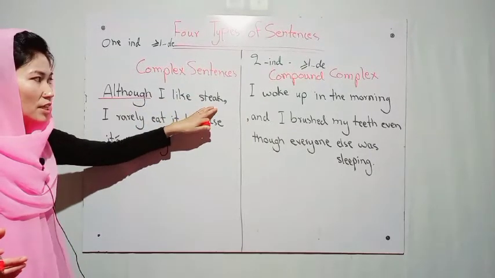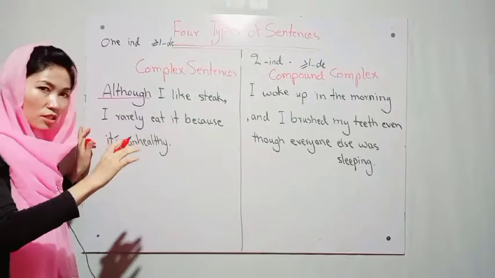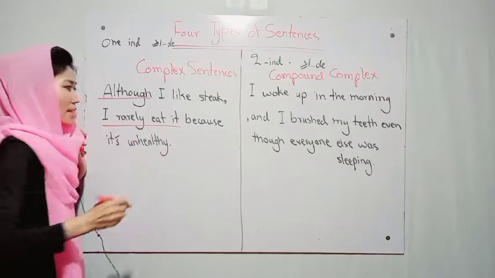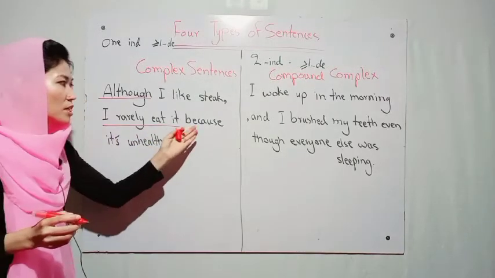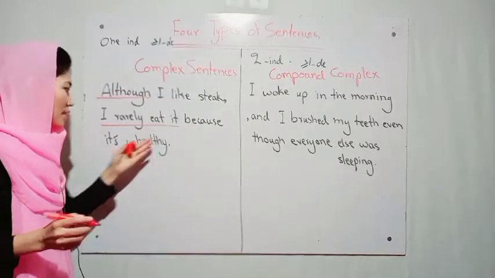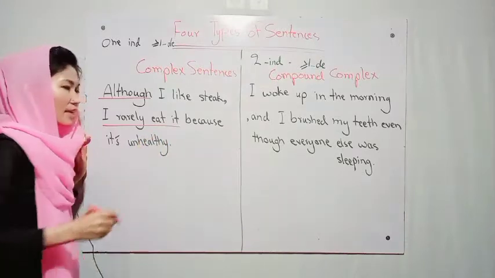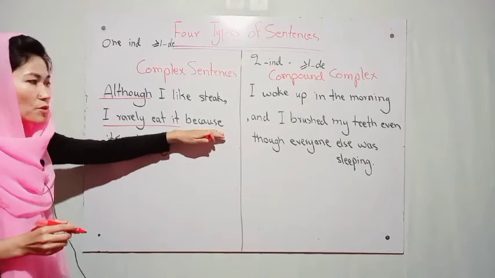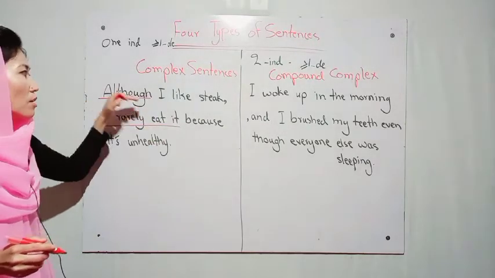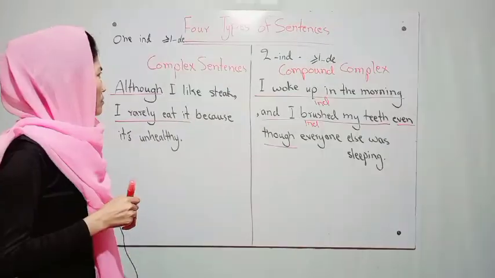Although I like steak, this is the dependent clause. The whole clause is the dependent clause. I rarely eat it is the independent clause. Why do I rarely eat it? Because it's unhealthy. Because it's unhealthy is again a dependent clause, starting with because. This is the dependent clause, starting with although.